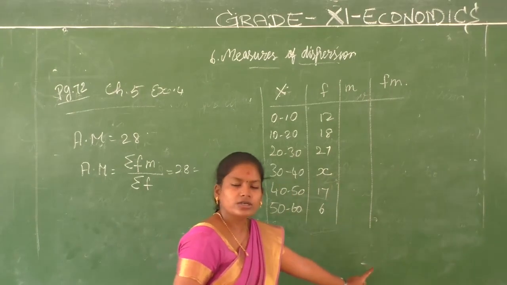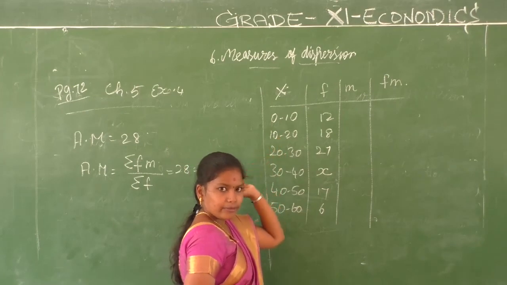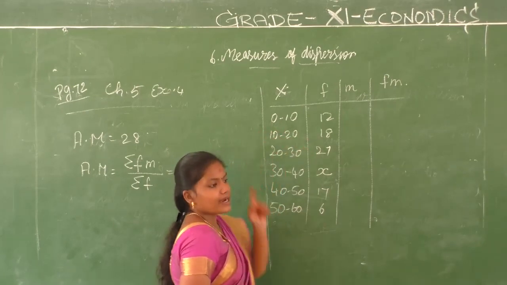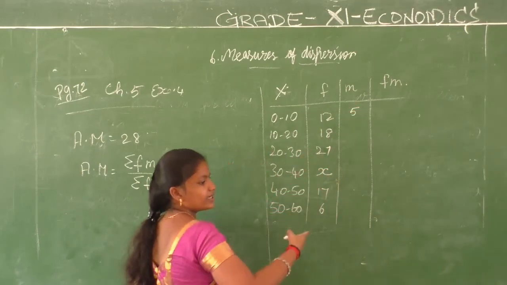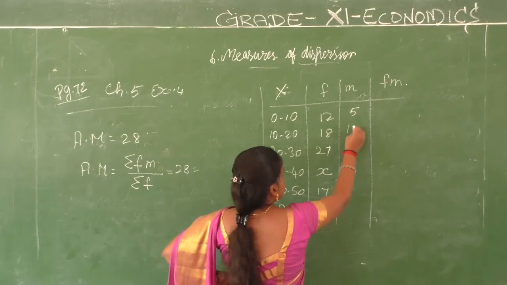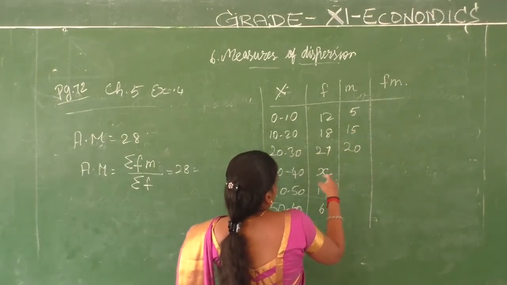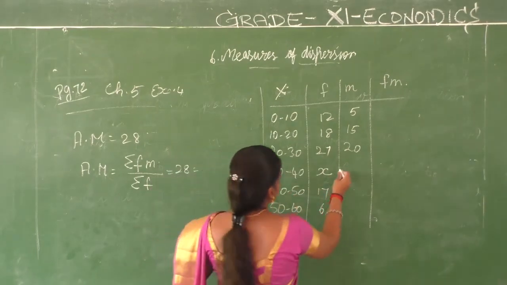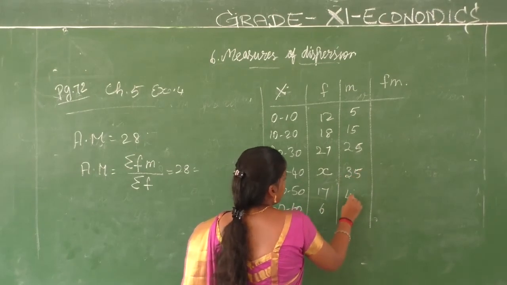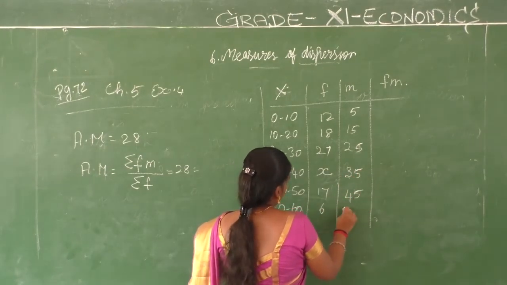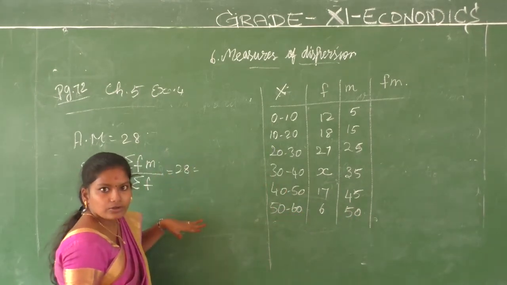What do you have to find next, children? The mid value. So upper class limit plus lower class limit divided by 2. 0 plus 10 by 2, 5. 10 plus 20, 30. 30 by 2, 15. So like that we get 15, 20, 25, 35, 45, 50. You can use a calculator, children.